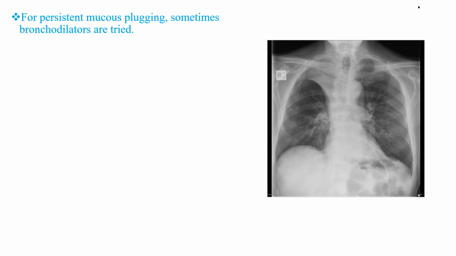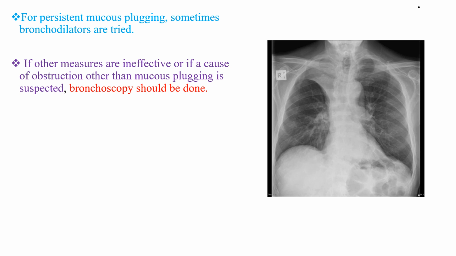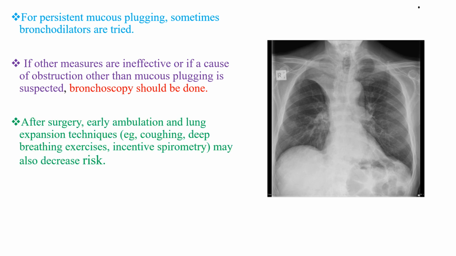For persistent mucus plugging, sometimes bronchodilators are tried. If other measures are ineffective or if a cause of obstruction other than mucus plugging is suspected, bronchoscopy should be done. After surgery, early ambulation and the lung expansion techniques of coughing, deep breathing exercise, and the incentive spirometry might also decrease risk.